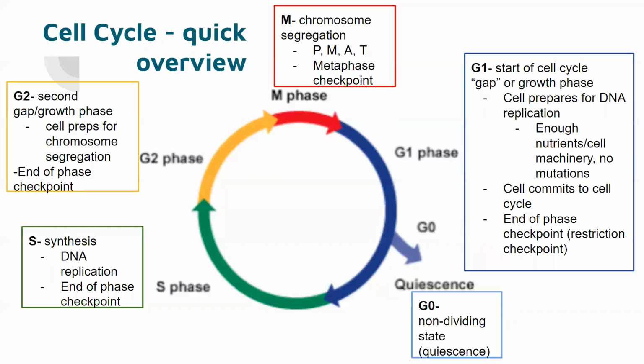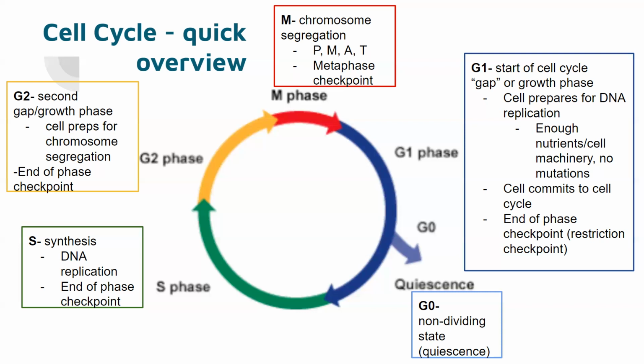All right, so quick overview of the cell cycle. Start with G1, the gap or growth phase. The cell is making sure that it has enough nutrients, enough organelles, and cell machinery in order to divide. We're also ensuring no mutations in the DNA. At the restriction point, the cell commits to the cell cycle, or it goes into apoptosis if it thinks it won't be able to make it through.